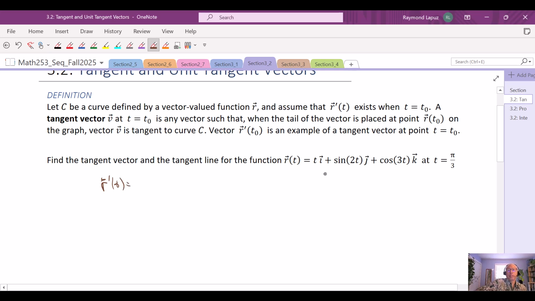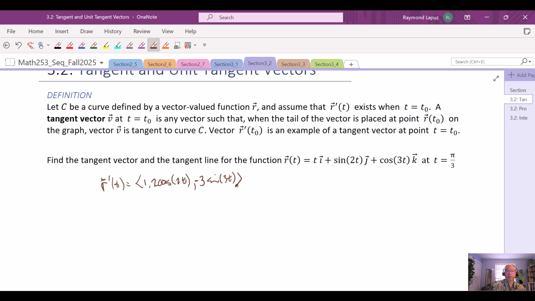is going to be, well, the derivative of t is just 1. The derivative of sine 2t is cosine 2t, but there's a 2t inside, so we multiply by 2 because of the chain rule. And then the derivative of cosine is negative sine 3t, and since there's a 3t inside, we multiply by the derivative of 3t, which is 3. So now we have the derivative.